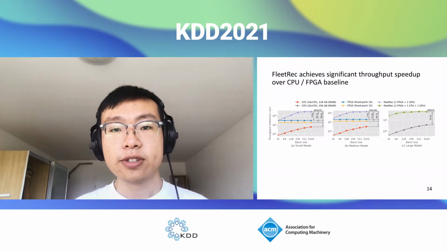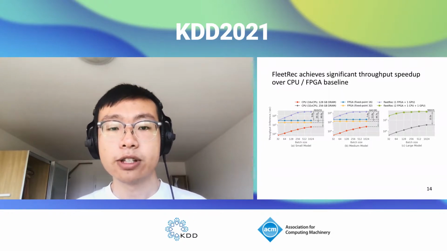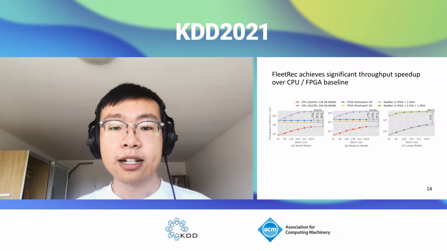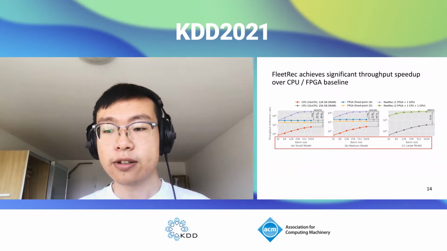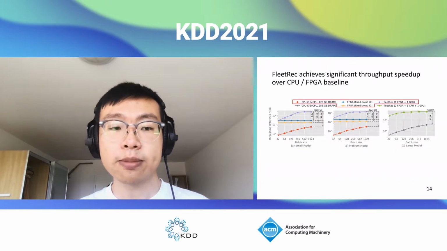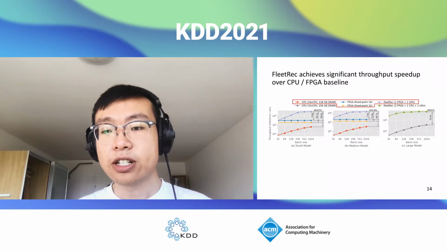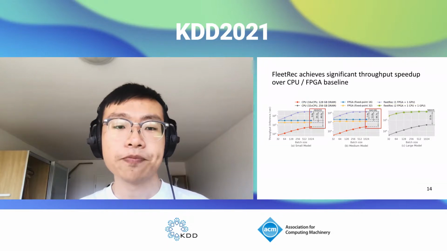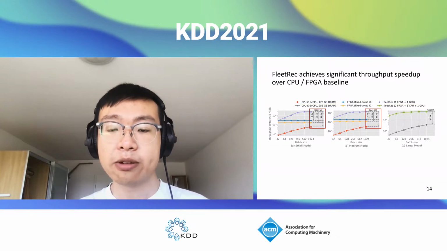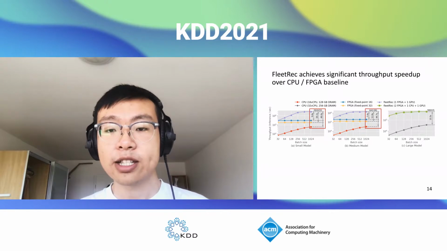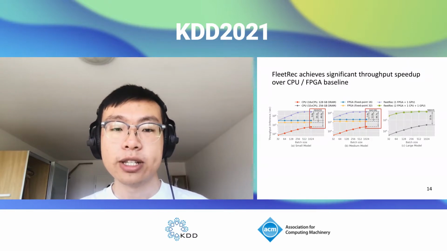Fleetrec achieves significant speed up compared to the CPU and FPGA baseline. We measure the 3 models of different batch sizes, ranging from 1 gigabyte to over 100 gigabyte. For the small and medium model, we have a CPU baseline and an FPGA baseline. For the Fleetrec side, we use 1 FPGA and 1 GPU as the comparison. As you can see here, compared with FPGA, we get around 10x speed up, and compared with CPU, we even get an astonishing 50x speed up.